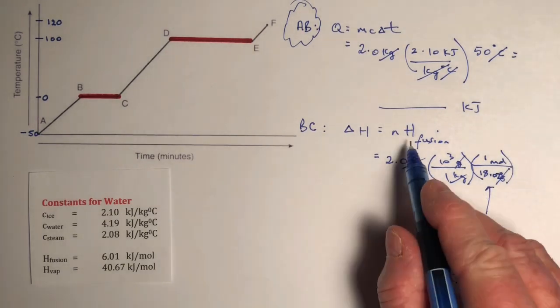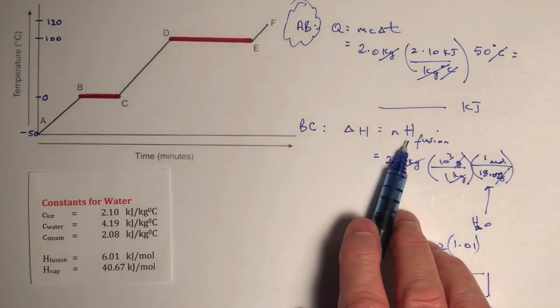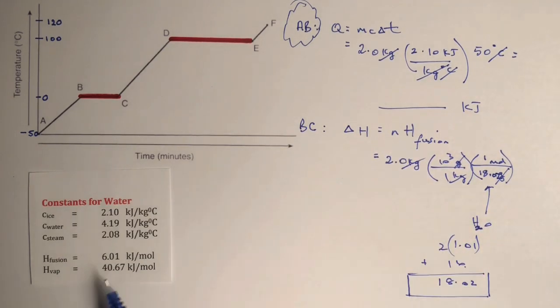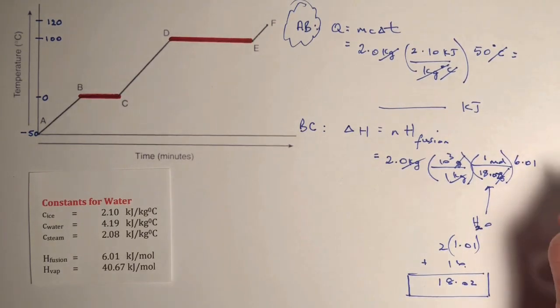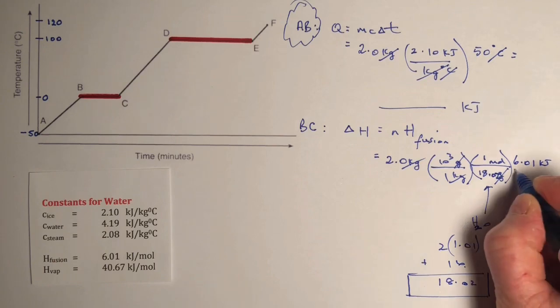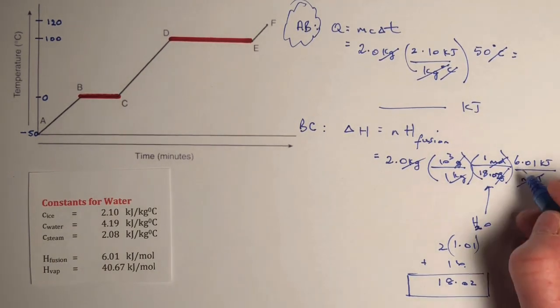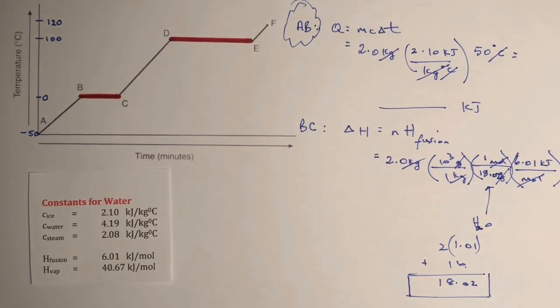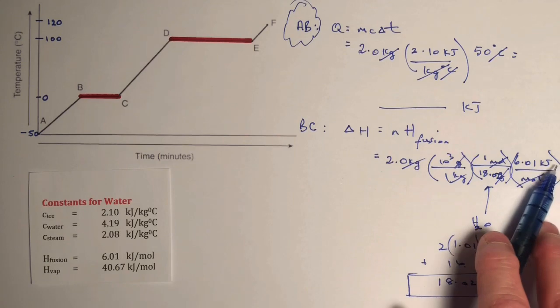And then this, we call this ΔH right here. This is the heat of fusion. That heat of fusion is 6.01. So we're going to pop 6.01 here, and that's going to be in kilojoules per mole. Mole and mole will then cancel because we'll put brackets around this as well. And look at this, we end up with everything in kilojoules.